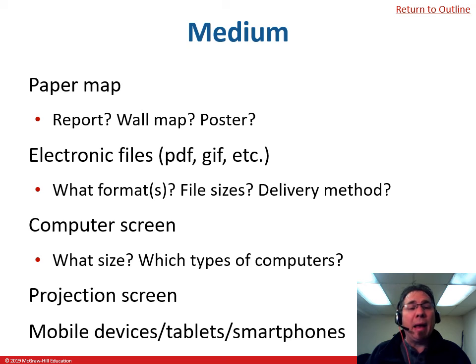Is it a paper map? Is it going to be a report with several maps in paper, built into the pages? Is it a wall map? Is it a poster? Is it electronic files? And that becomes an issue in terms of file sizes, because even though we're as far advanced as we are with all this cloud storage, I can only still attach a 25 megabyte file to my email. So you have to keep those types of things in mind.